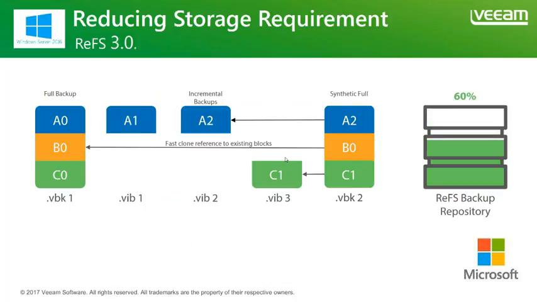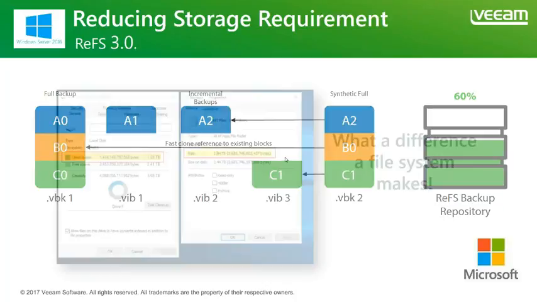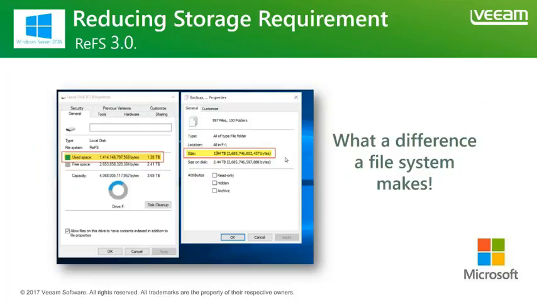That will dramatically reduce the amount of storage space needed. So as an example, instead of the 2.4 terabytes that's required, we can use only 1.28. It's really something special. It's just a huge difference made by using a different file system.